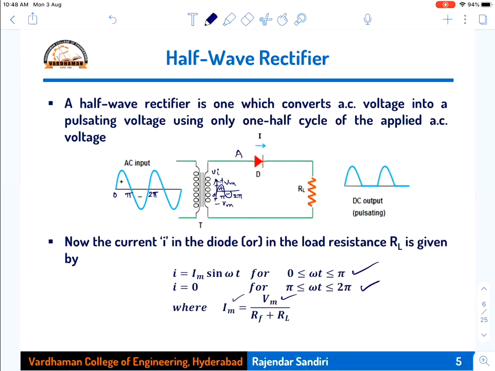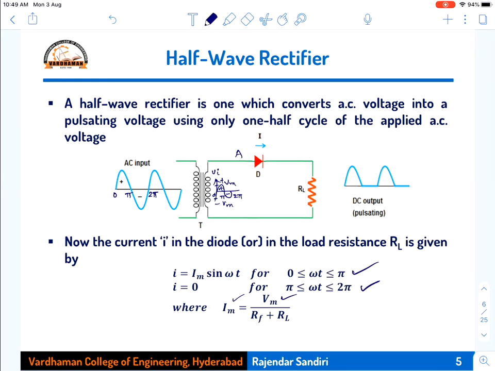Then by applying Ohm's law, Im is equal to Vm divided by Rf plus RL. That is the relationship between Im and Vm. When the diode is reverse biased, the current is 0 between pi and 2 pi. When the diode is forward biased, the current is Im sin omega t between 0 and pi, where Im is equal to the peak input voltage Vm divided by the total resistance, because the diode is short circuit and current flows.